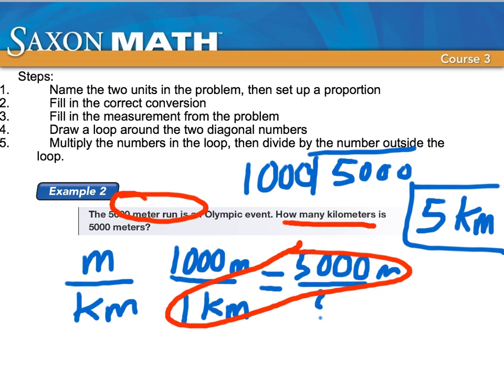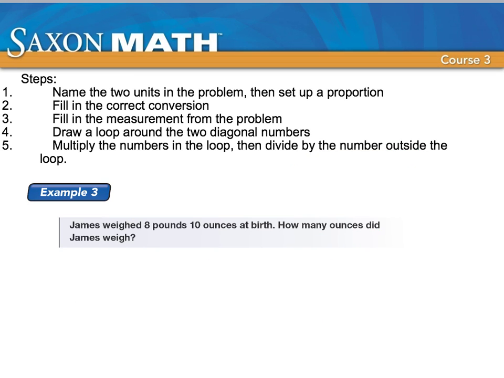Okay? And let's do one last example. Okay, and here's the last example. We've got James weighed 8 pounds and 10 ounces at birth. How many ounces did James weigh? So, important stuff. He weighed 8 pounds and 10 ounces at birth. And we want to know how many ounces did James weigh.